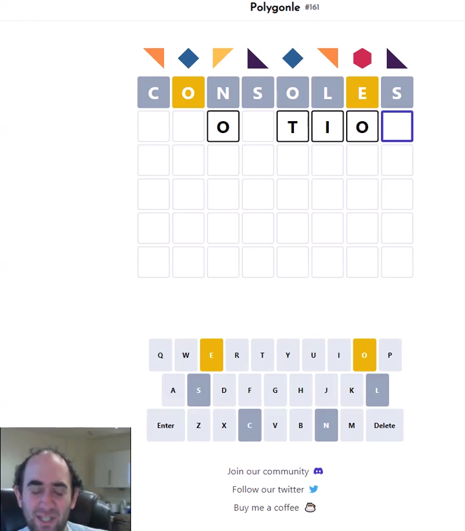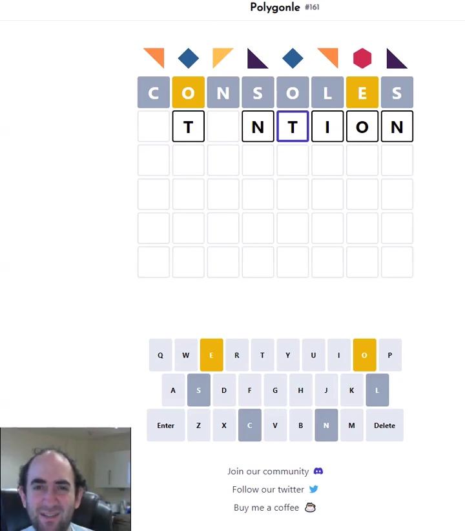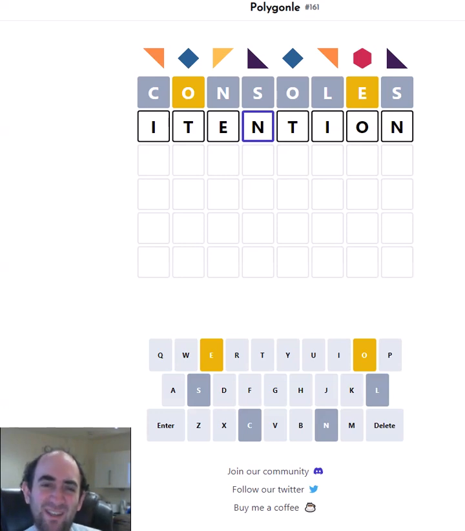How about if it's TION? That's a common ending, isn't it? That would mean we'd have to have a T here, an N here, and an I here, and we still have to use the E. I don't think that's a word, so I don't think it's a TION ending.